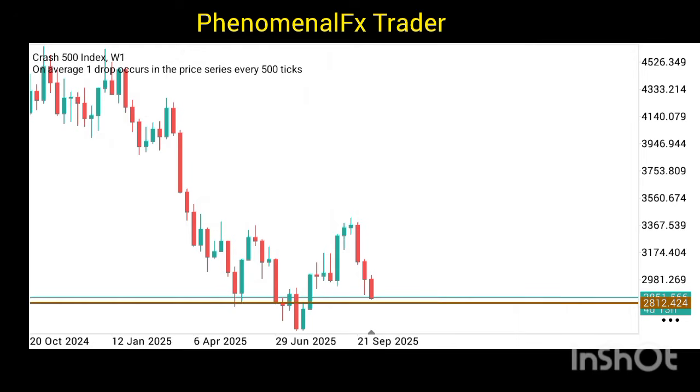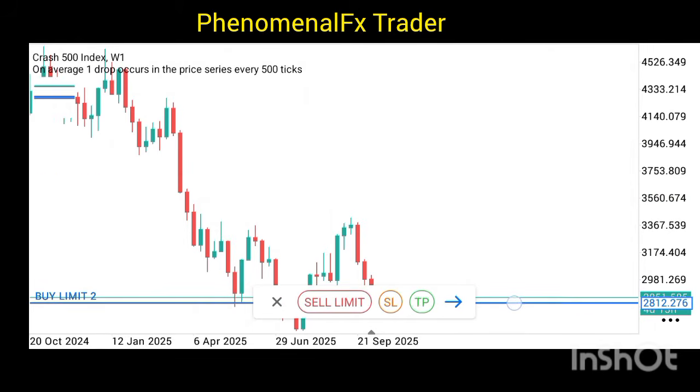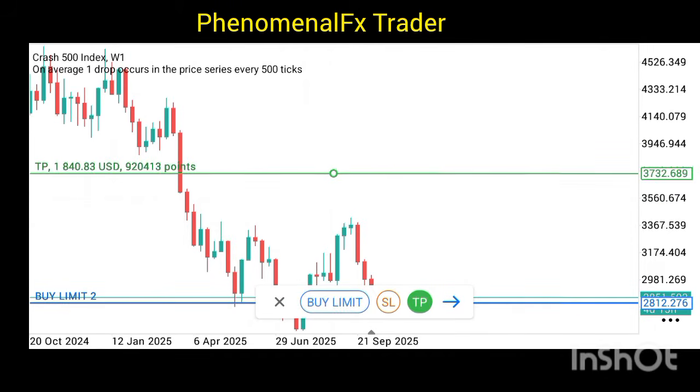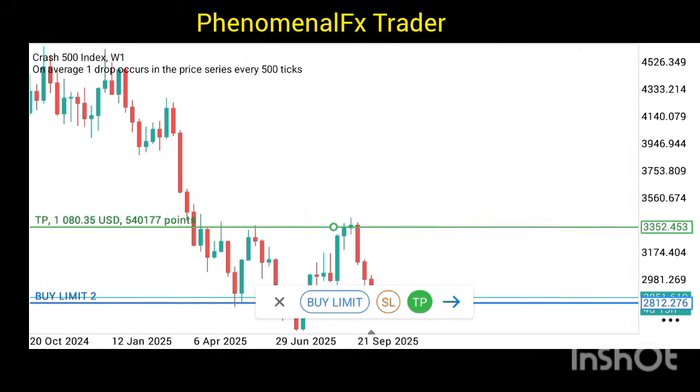Just imagine you're able to spot an entry right from this zone, even with the minimum lot size. This is 2.0. With 2.0, you're making over $1,000. Meaning with 0.2, which is a minimum lot size, you should be making at least $100 profit.